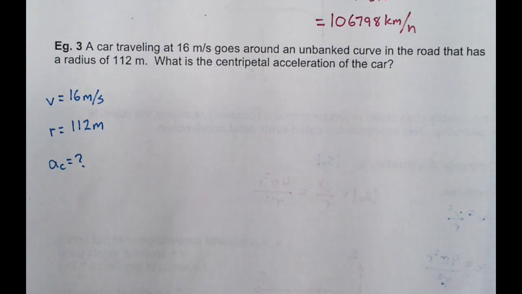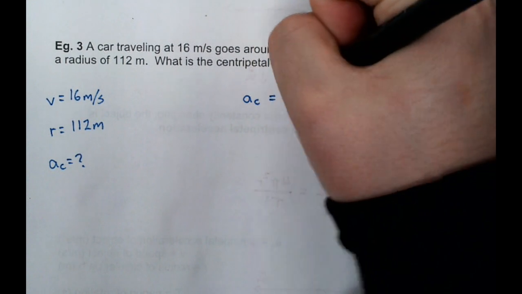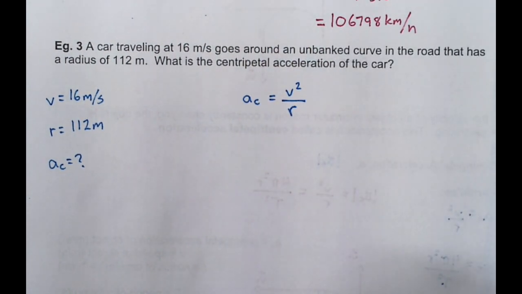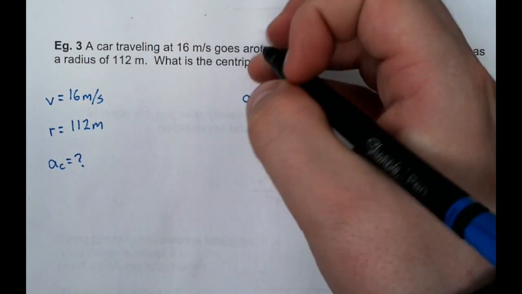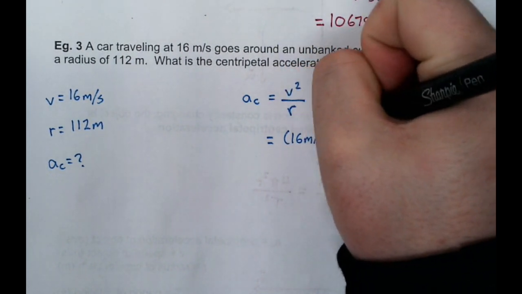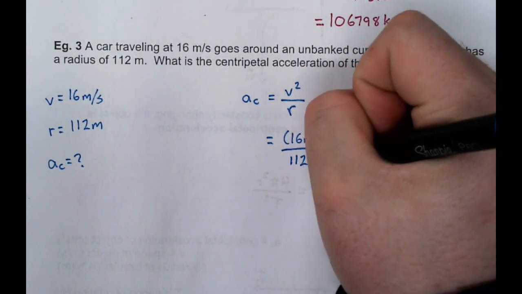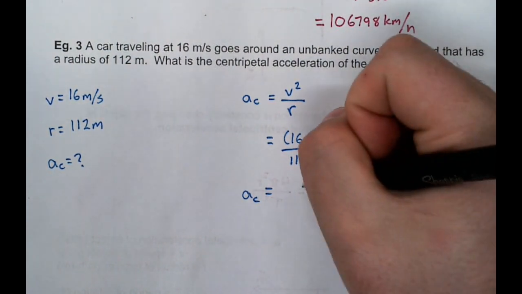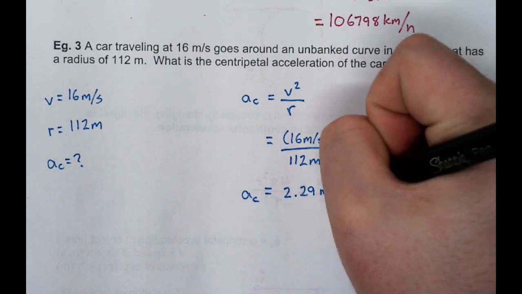So to do that, we're going to look at our formulas, and we know centripetal acceleration is equal to the speed squared divided by the radius. Again, we have both of those pieces of information. All we're going to do is plug in and solve. 16 meters per second squared divided by 112 meters. So our centripetal acceleration is going to be 2.29 meters per second squared.